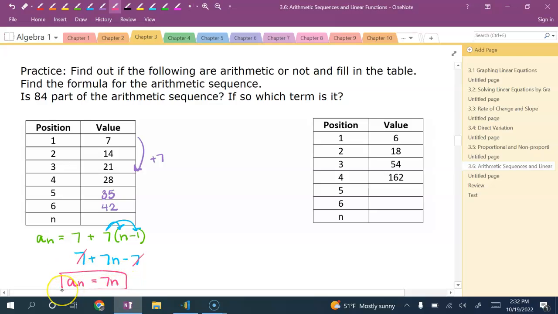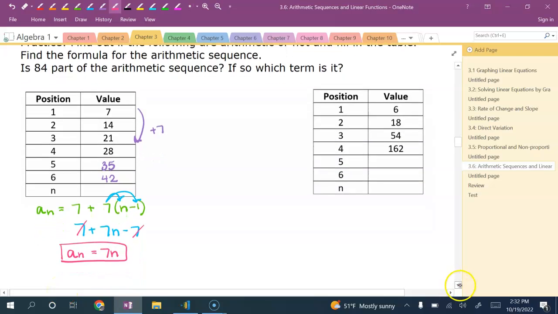So that's your equation. Now to decide if 84 is part of the sequence or not, we should have put 84 in for the an, divided by 7 on both sides, and when I did that I got 12. So that means that it is going to be part of the sequence, so I would say yes, and it would be the 12th term, because I got 12 for my n.